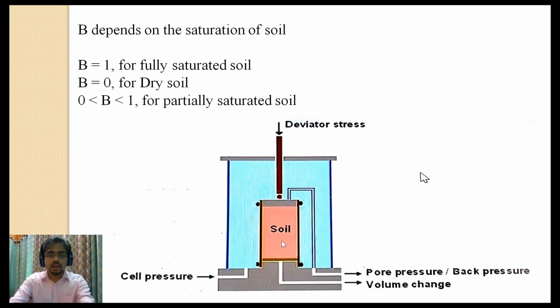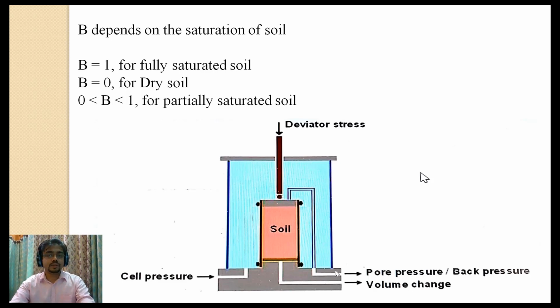So suppose a cell where the soil is being provided and a cell pressure has been applied, surrounding the soil. So there is one opening which can provide the pore pressure. That means by this opening the water can get removed. Clear? That means if the drainage valves are closed, then the water cannot get removed. If the drainage valves are opened, then the water can get removed.